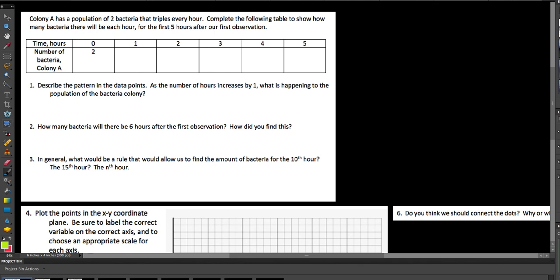Okay, so notice it says colony A has a population every hour. What's happening is these bacteria are tripling. I'm trying to highlight these here. It says complete the following table to show how many bacteria there will be each hour for the first 5 hours after the first observation. You can see here we've got a relationship between time and the number of bacteria.